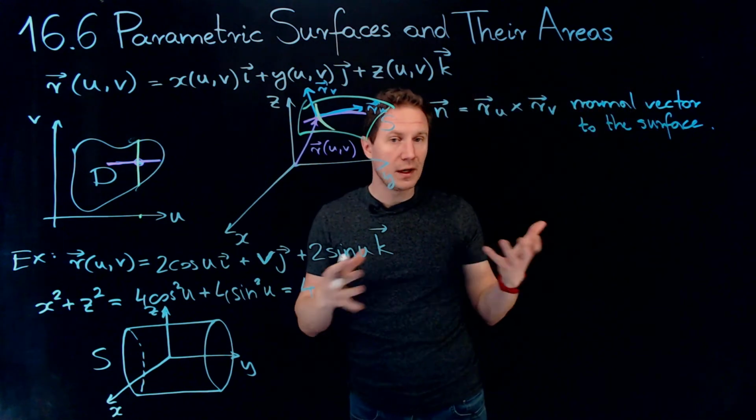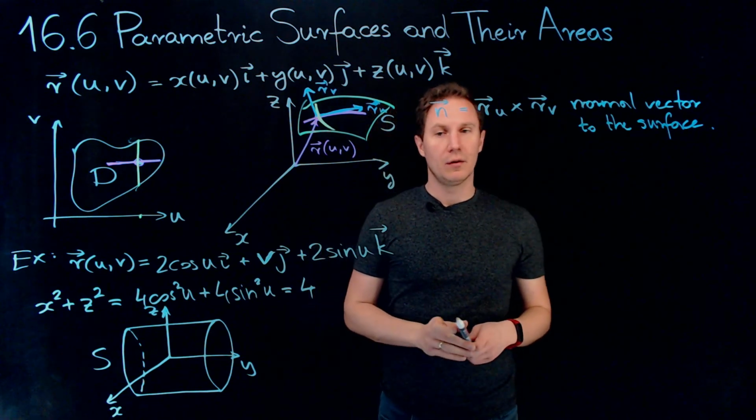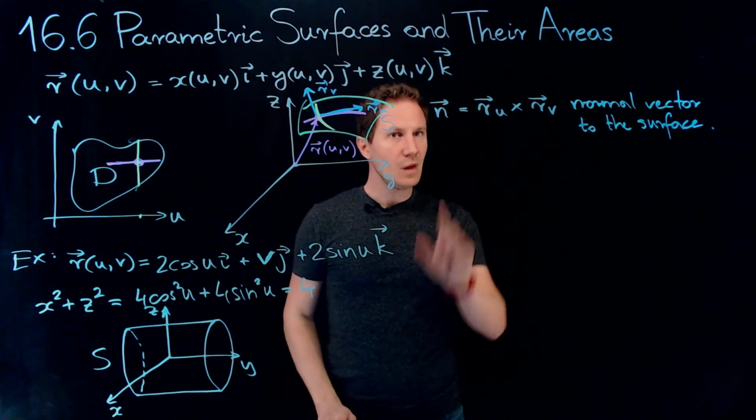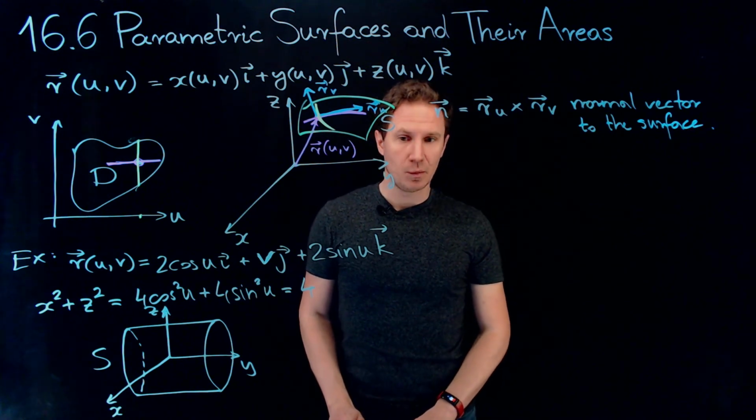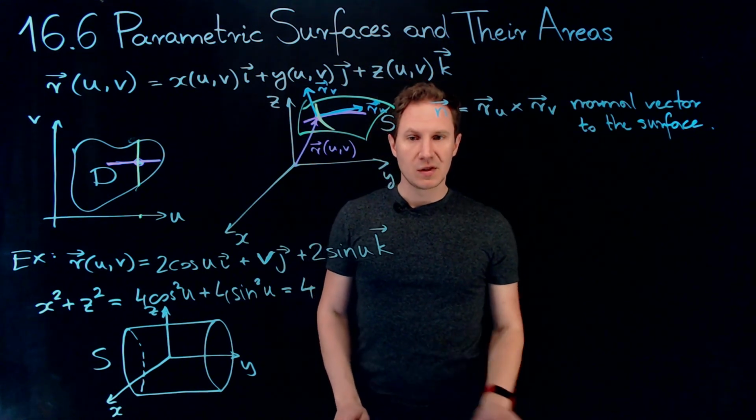And it's a normal vector for the tangent plane to that surface. And that normal vector can be used to write down an equation for the tangent plane. So let me just give you an example.